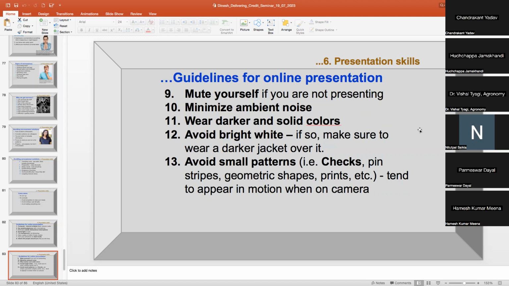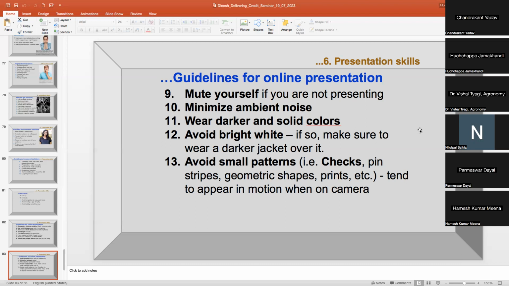We wear darker and solid colors. So it is always advisable to wear dark and solid color. In my view, dark blue color is really good. Dark blue, black, or dark maroon. These three colors are important. Try to avoid green color, white color and bright colors. They should be avoided when you are on camera. The best is dark blue, navy blue, black, and dark maroon. These are the three standard colors.